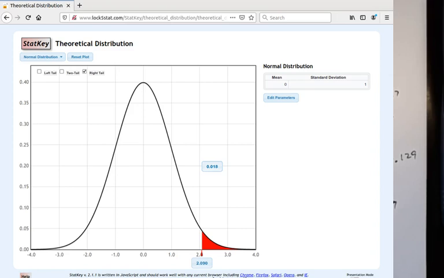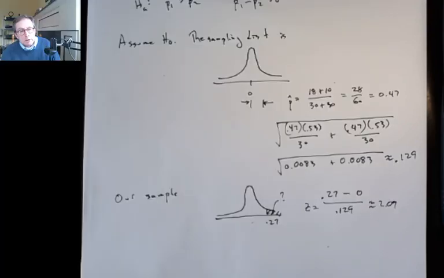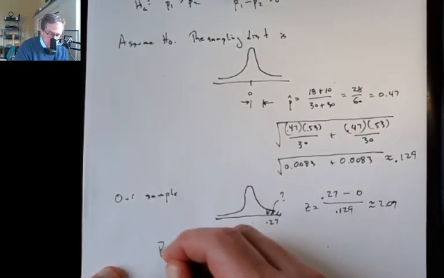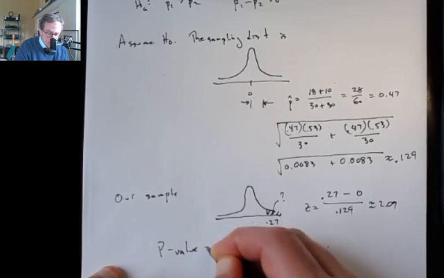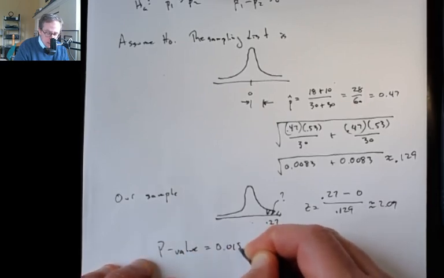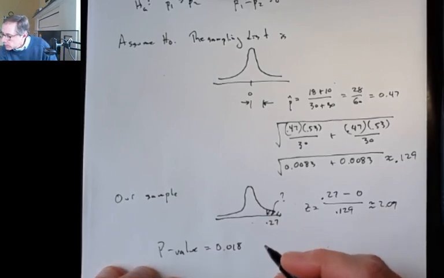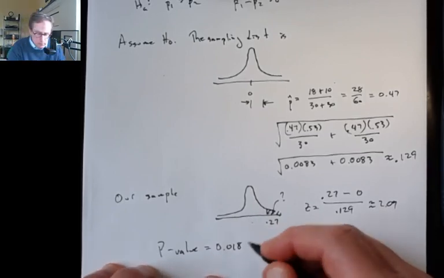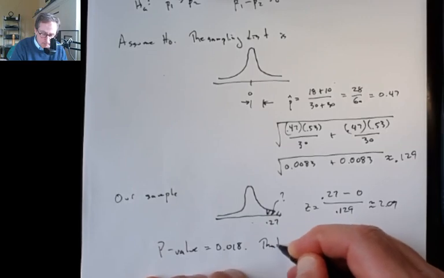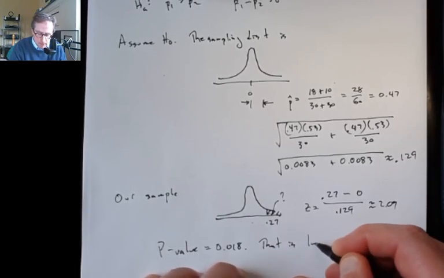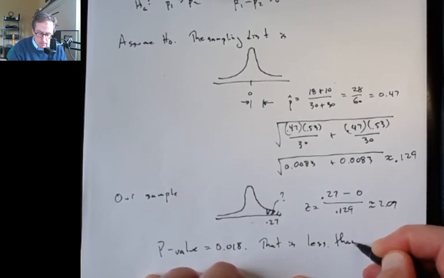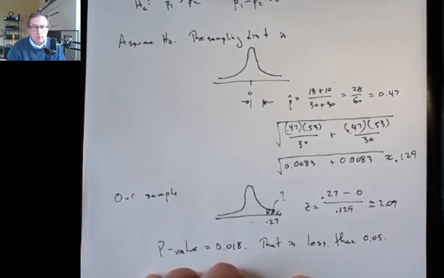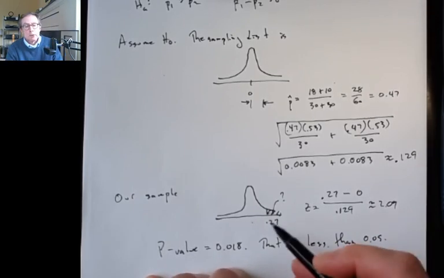Okay, so the p-value is 0.018, and that's less than 5%. Wasn't I told 5%? Yes, that's less than 5%. It's about 2%. So we found that 0.27 was actually rare.